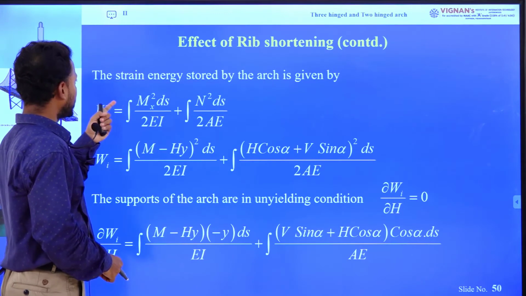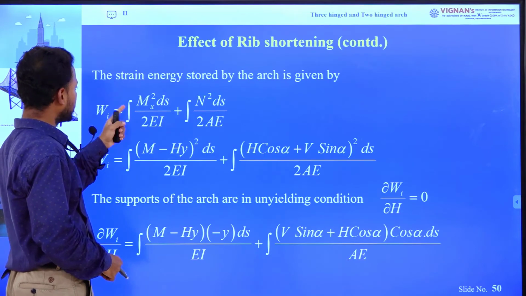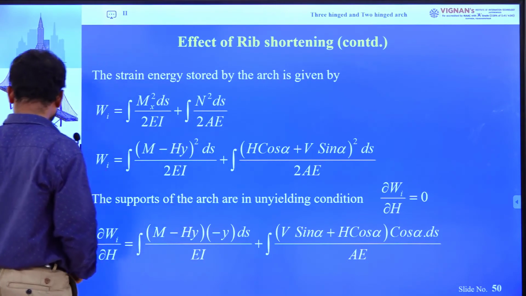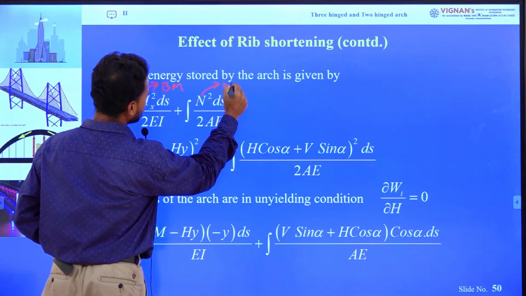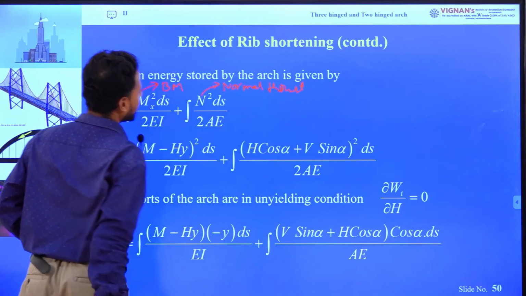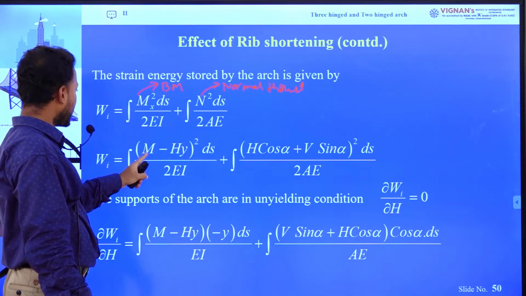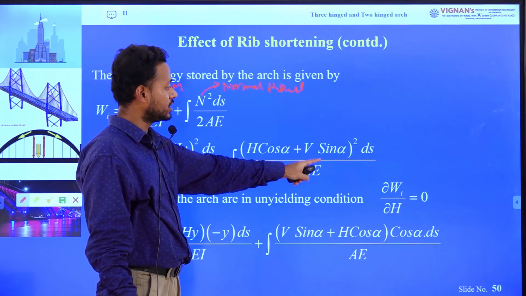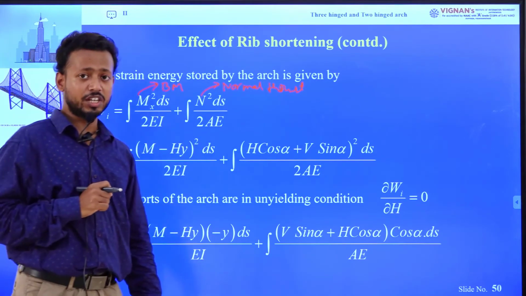So here the strain energy stored by the arch is given by W equals integration M square ds by 2EI plus integration N square ds by 2AE. This part is due to bending moment and this part is due to normal thrust. The bending moment we have determined as M minus Hy, and the normal thrust we have H cos theta plus V sin theta. So we have put this value from Castigliano's theorem.